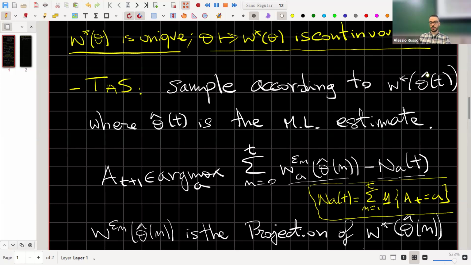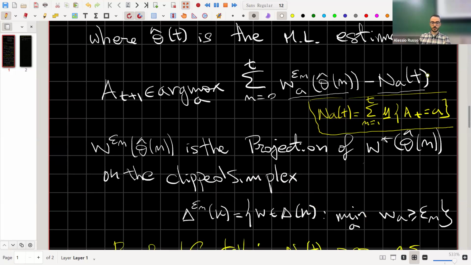So we compute W star for this at theta n, and then we project it on the clipped simplex. The clipped simplex is defined here, this delta epsilon n k, which is basically the set of all distributions such that the minimum probability over arms is epsilon n. So we are guaranteeing that each arm has at least probability epsilon n of being sampled. And we're going to take epsilon n as a decreasing sequence in square root t. So it's roughly 1 over square root t.